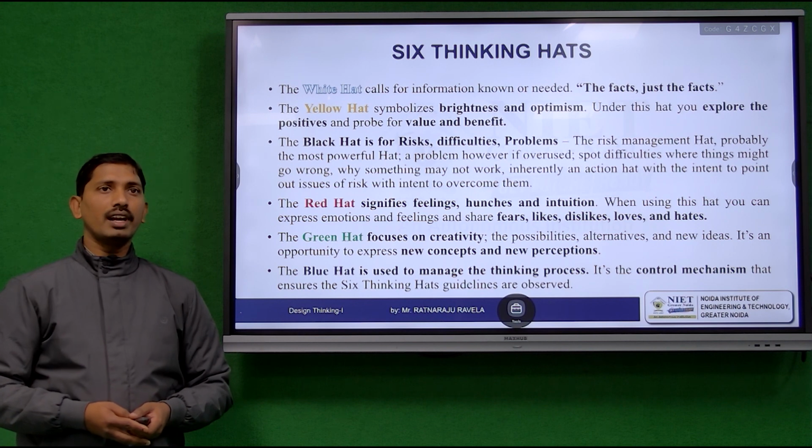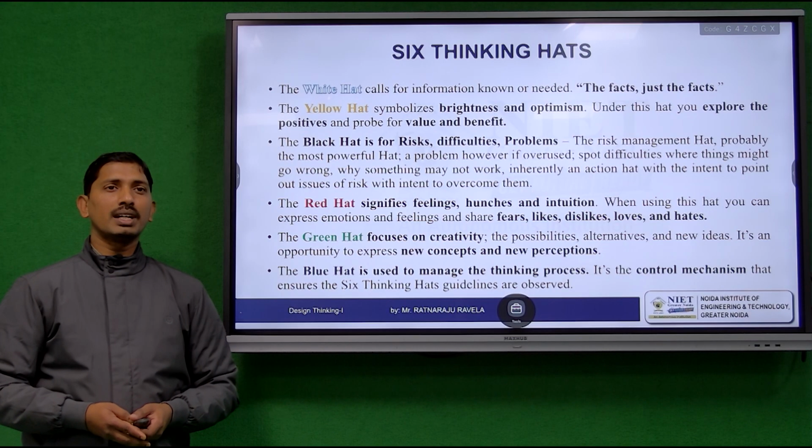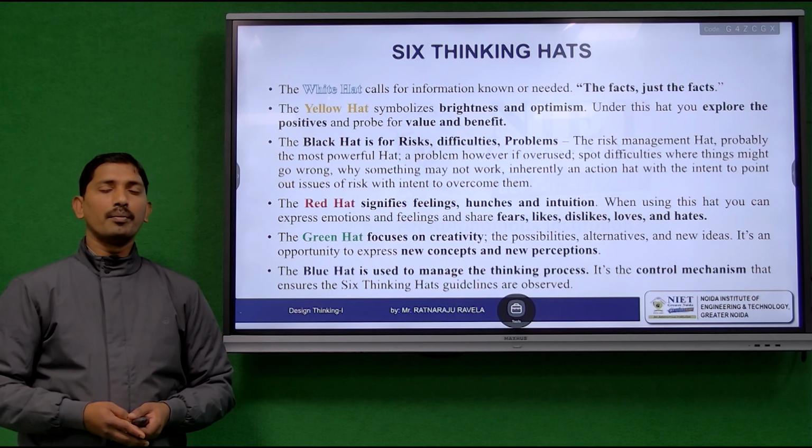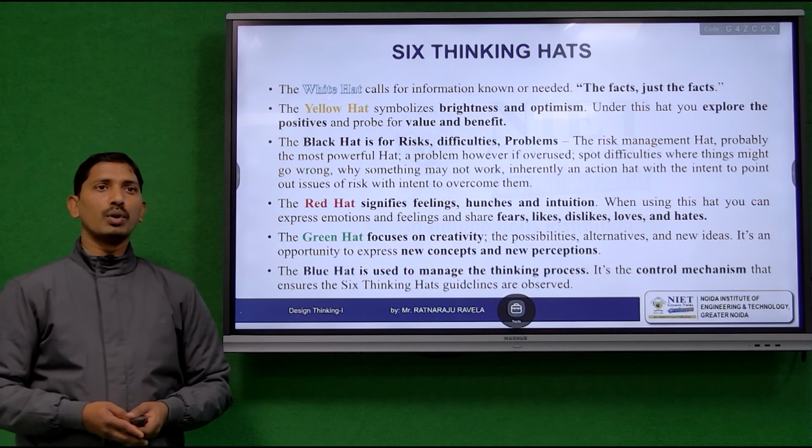Next one is the red hat. Red hat signifies the feelings, hunches and intuitions. Here red hat concentrates on both sides, such as the feelings of us who are implementing and the feelings of the others who are seeing the implementation of that particular idea. So that means it sees both the likes and dislikes of the people who are implementing and the people who are experiencing.